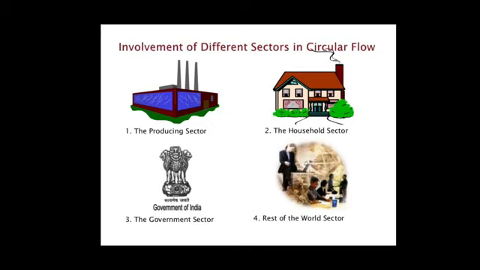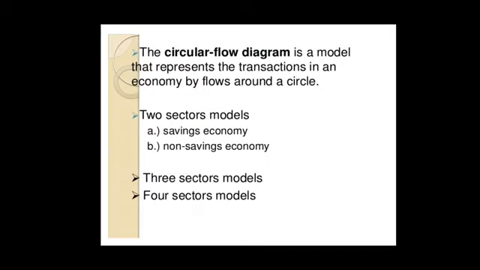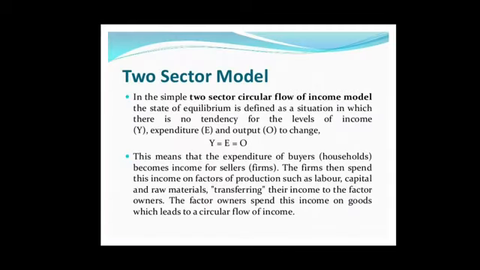Dear students, circular flow of income involves four important sectors of the economy, which are the producing sector, the household sector, the government sector, and the rest of the world sector. Here we will consider the three models of circular flow. First is the two-sector model, second is the three-sector model, and third one is the four-sector model. Let us explain them one by one in our coming slides.